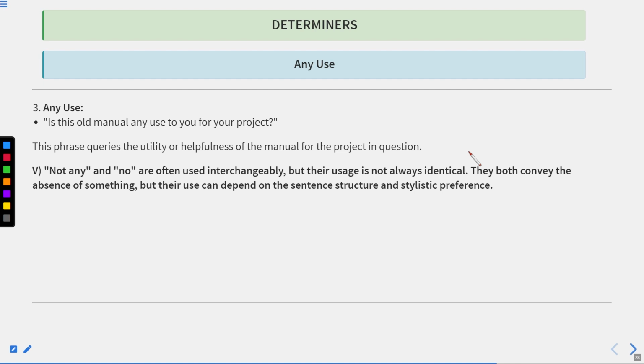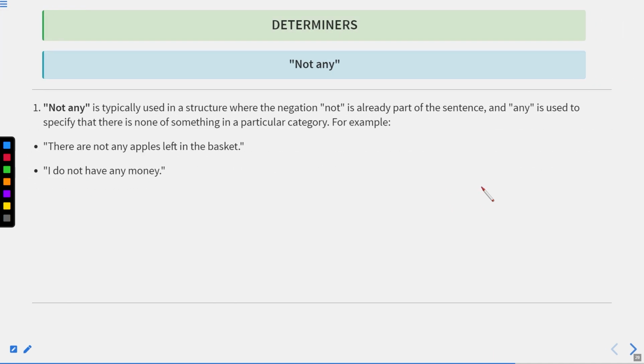Not any and no are often used interchangeably, but their usage is not always identical. They both convey the absence of something, but their use can depend on the sentence structure and stylistic preference. Now, we can also use the phrase not any. Not any is typically used in a structure where the negation not is already part of the sentence, and any is used to specify that there is none of something in a particular category. For example, there are not any apples left in the basket. Not any means not even a single unit is left. I don't have any money. It means I don't have even a single penny.